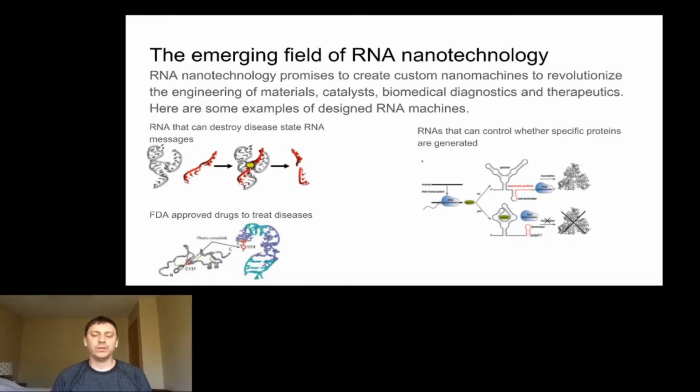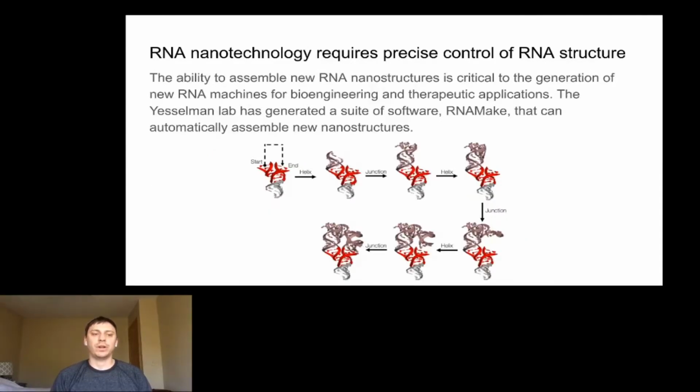We have the emerging field of RNA nanotechnology. RNA nanotechnology promises to create nanomachines to revolutionize things such as engineering of materials and catalysts, biomedical diagnostics, and therapeutics. On this slide, you'll see some examples of how RNA machines can provide function. In order to create RNA nanotechnology, it requires precise control of RNA structures. So you have to assemble these RNA nanostructures in a very specific way, and you have to simulate it.